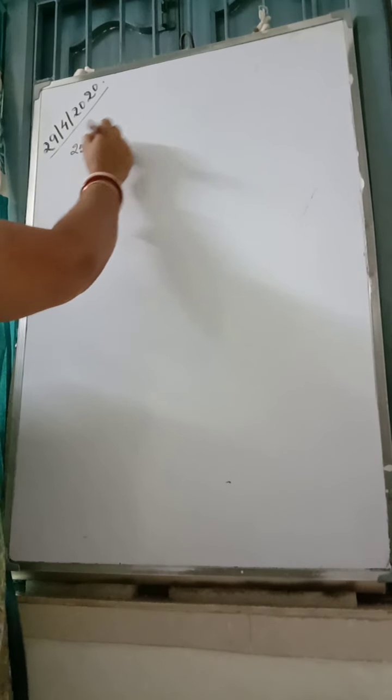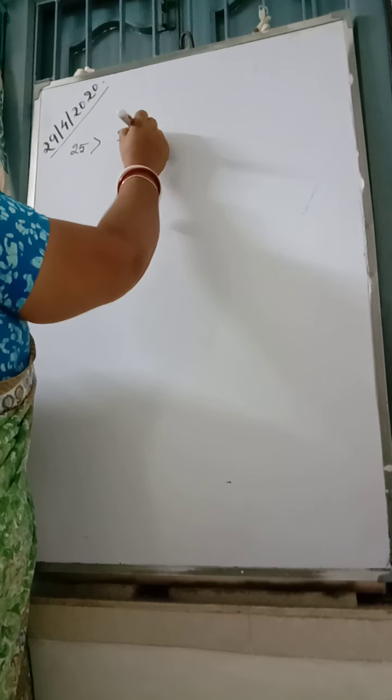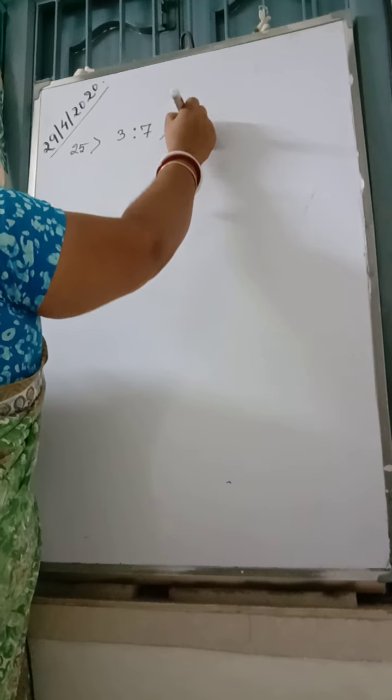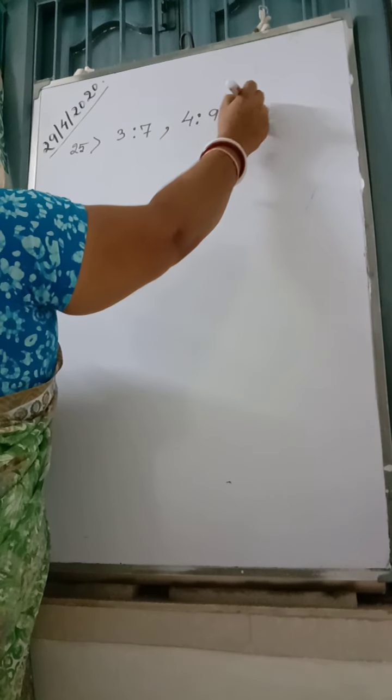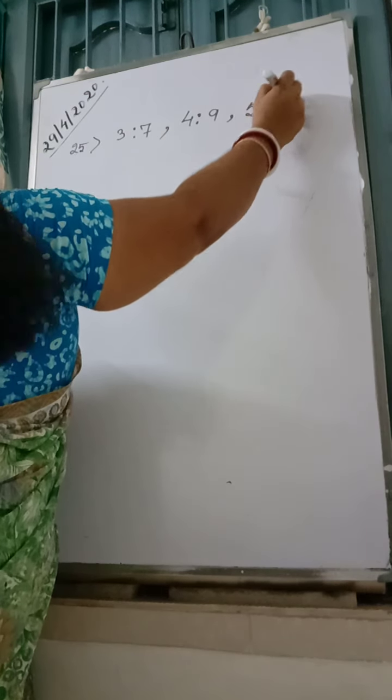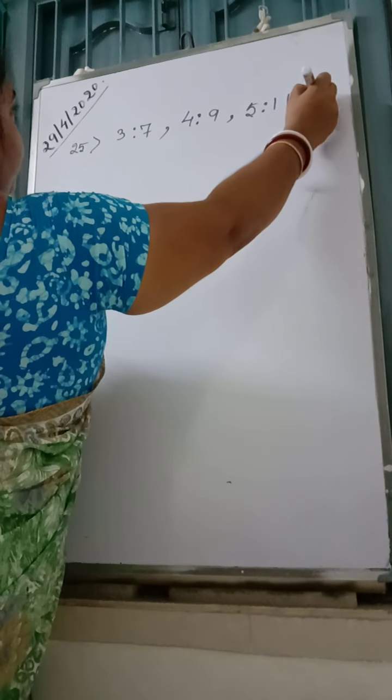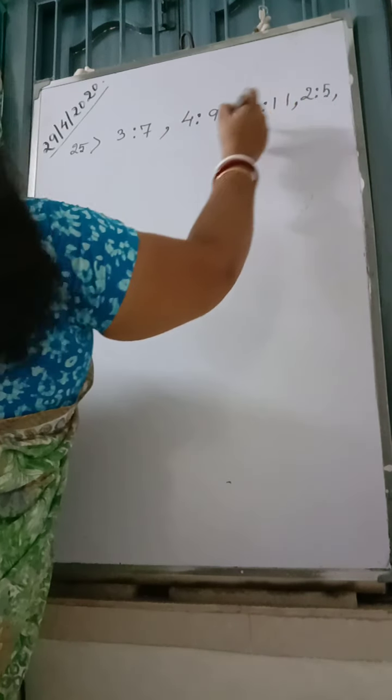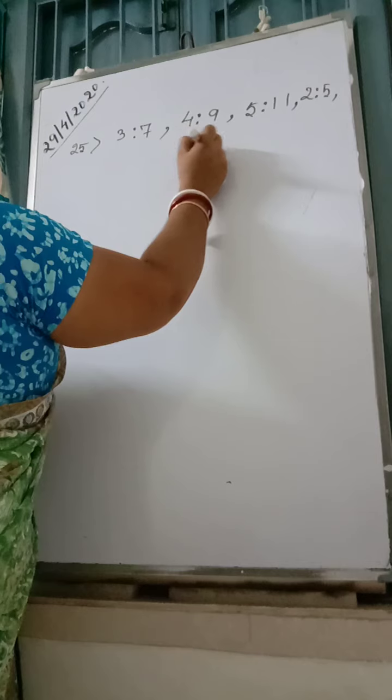25, the ratios are 3:7, 4:9, 5:11, 2:5 and 3:8. Is it?